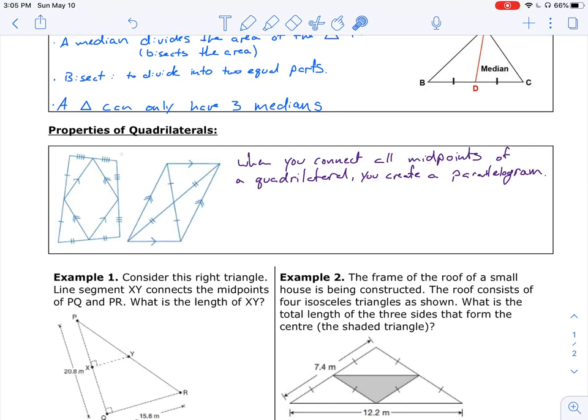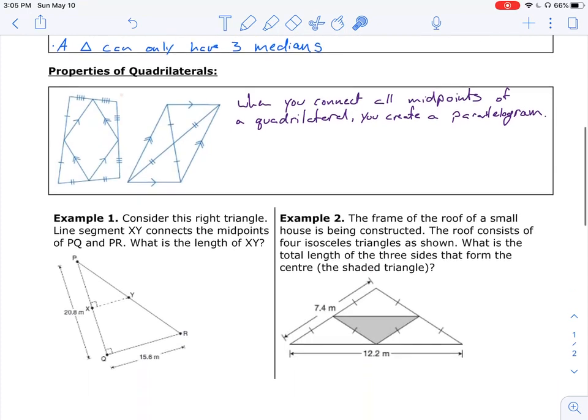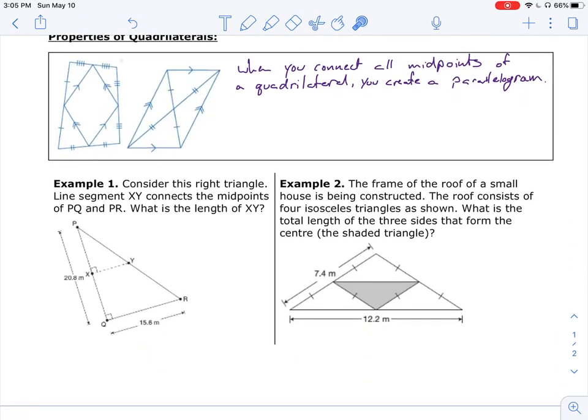Okay, so how would this work out if we see questions, or how do we use this information to solve for anything? We have these 2 examples here. So consider this right triangle. Line segment XY connects the midpoints of PQ and PR. So on PQ there's the midpoint, and on PR, there's that midpoint. What is the length of XY?